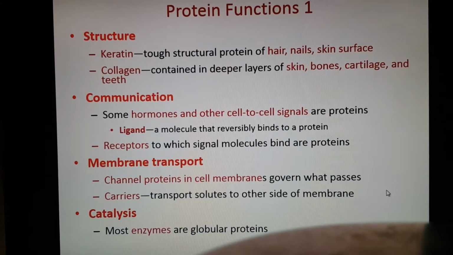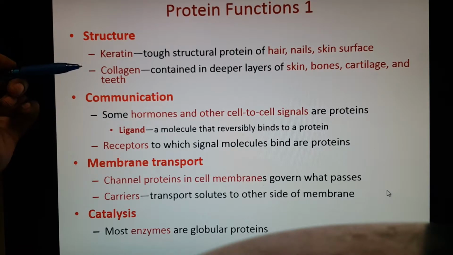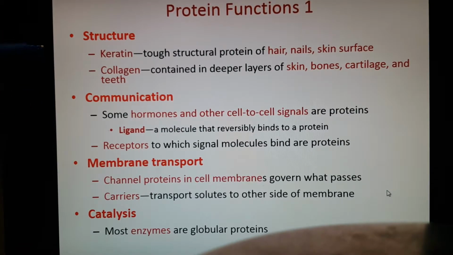So the jobs of your proteins: you have structure, so the keratin in your hair, skin, and nails. Collagen being in, for example, your skin, so keeping it nice and stiff, if you will, versus getting wrinkly and saggy. In your bones as well as your teeth.